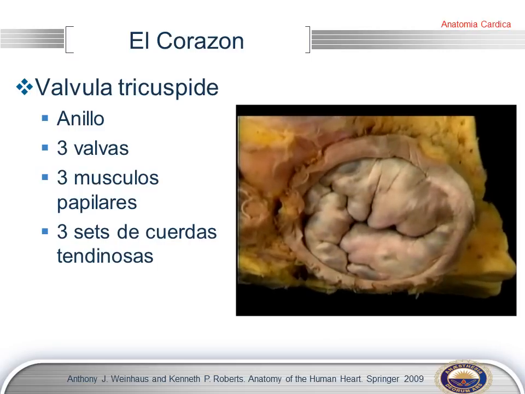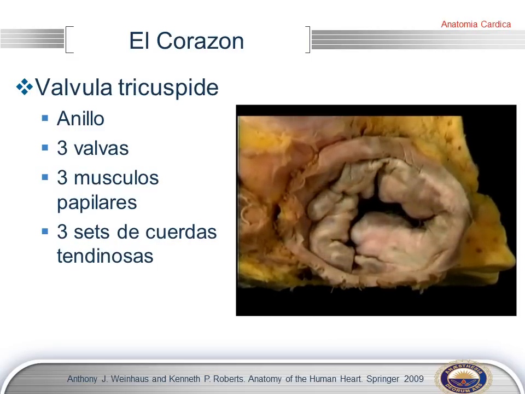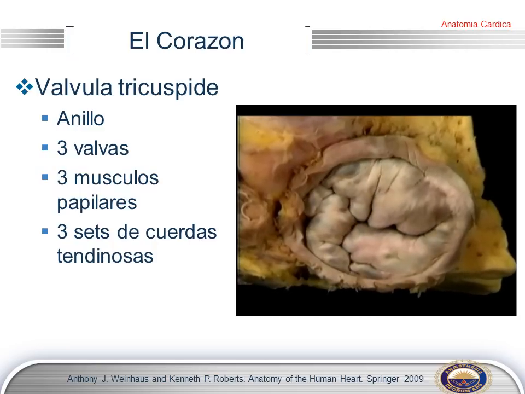Here's the tricuspid valve set in motion passively by an intermittent current of water. When pressure in the ventricle rises, the cusps of the valve close together along quite an irregular line.